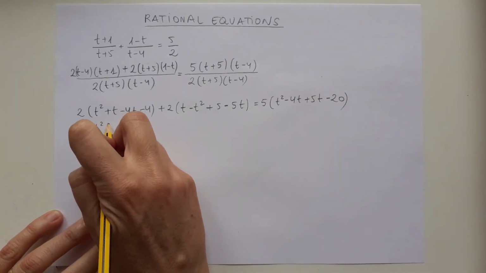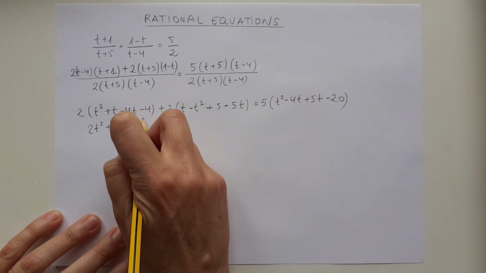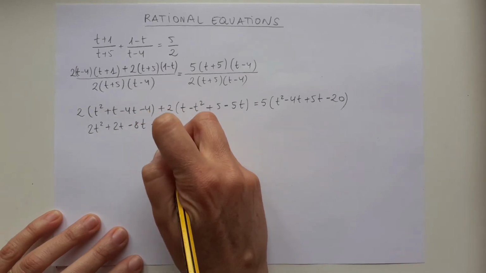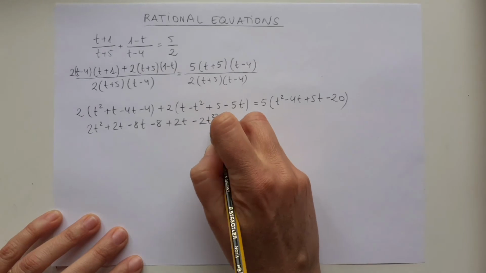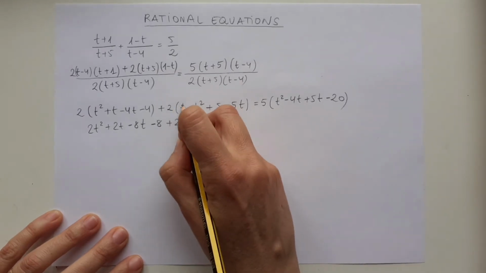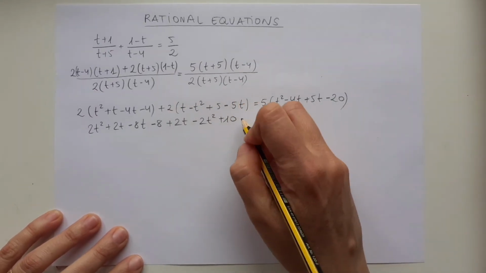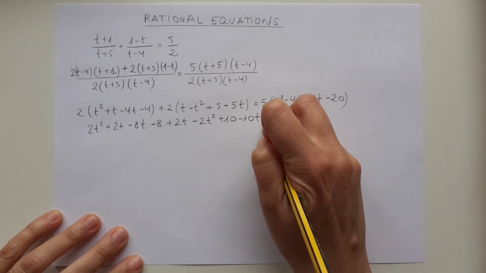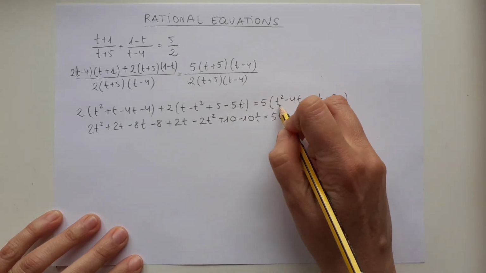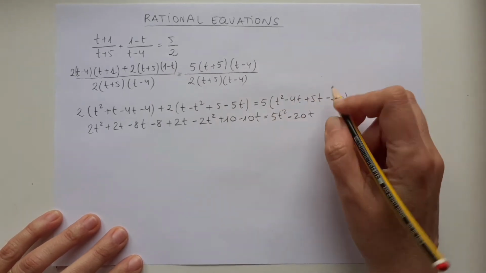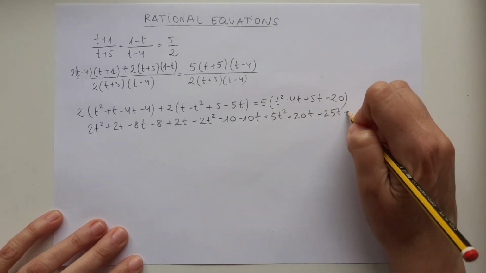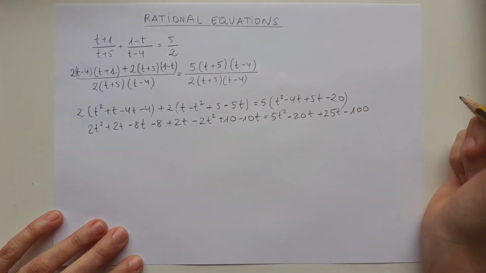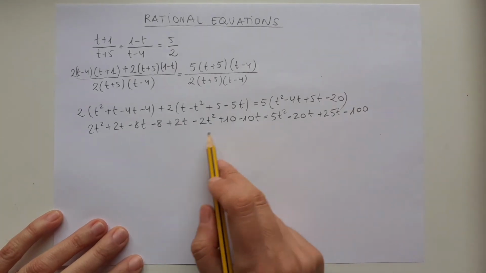So 2t squared plus 2t minus 8t minus 8 plus t minus 2t squared plus 10. Remember, distributive property again. Minus 10t equals 5t squared minus 20t plus 25t minus 100. Here we have a second degree equation.